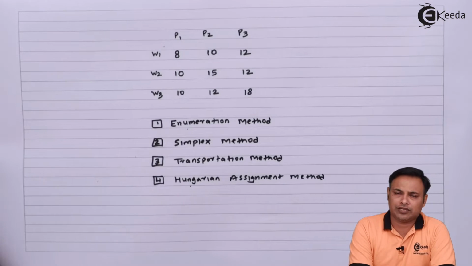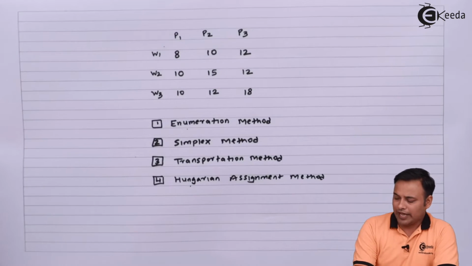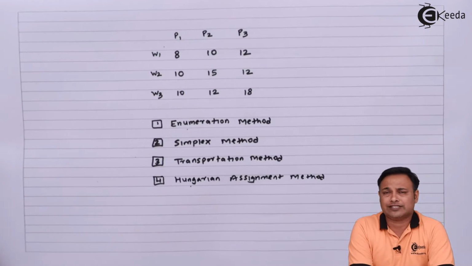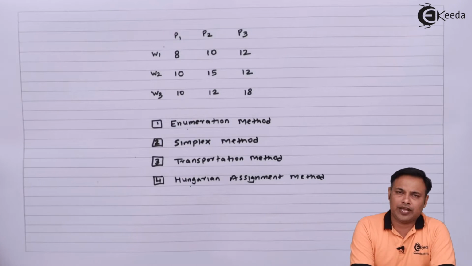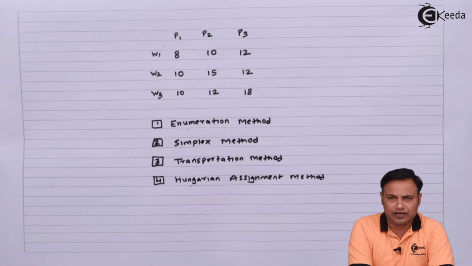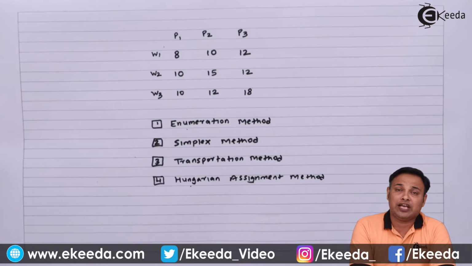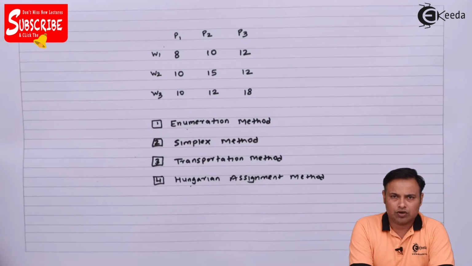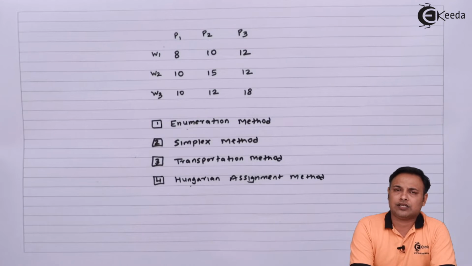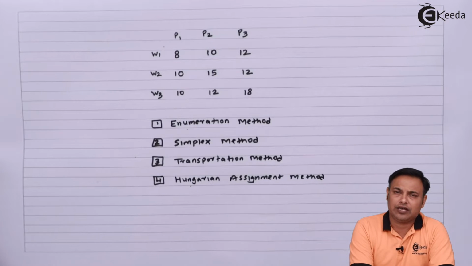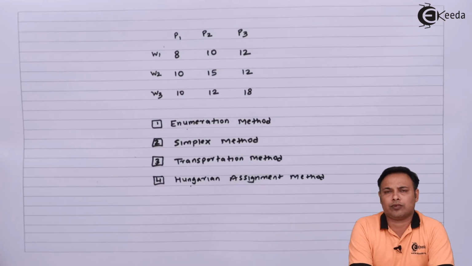And therefore this method is rarely used in today's world or in practical life. The second method we are discussing is called the simplex method. Simplex method converts an assignment problem into a linear programming problem, and it tries to solve the problem by using 2 variables or more than 2 variables. That way the problem can be solved, but simplex method is one of the most complicated methods and it becomes very difficult as well as very complicated to solve the problem.